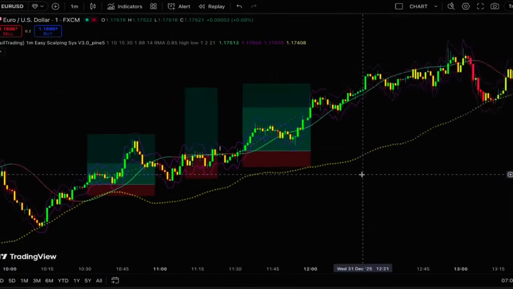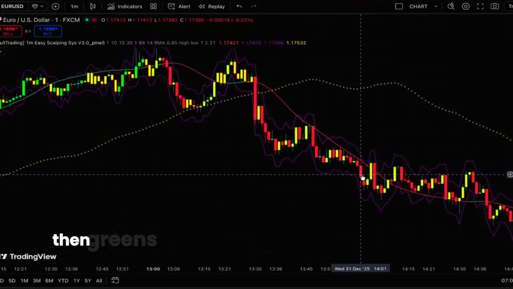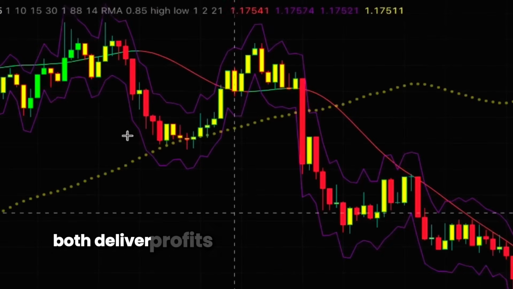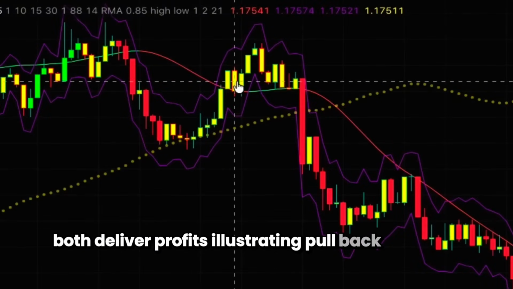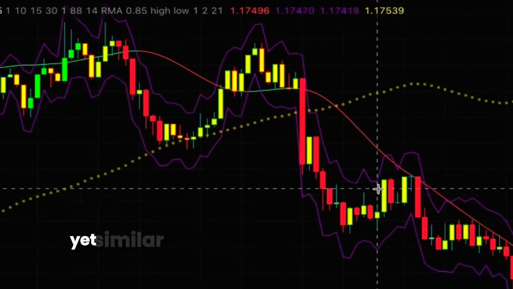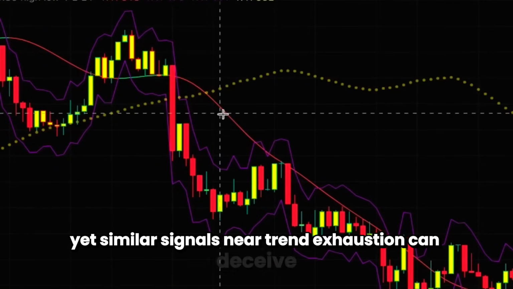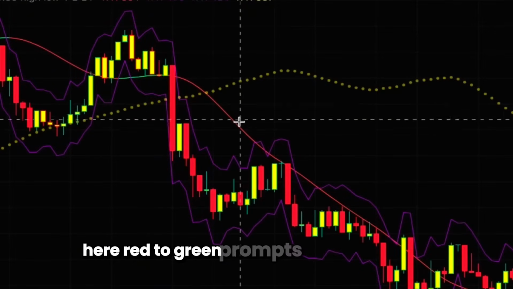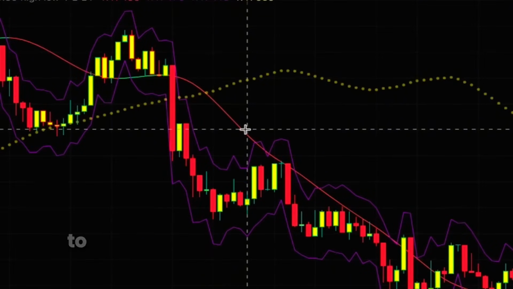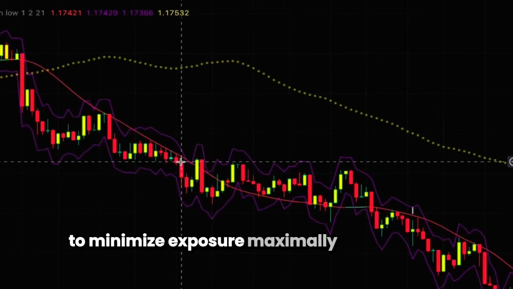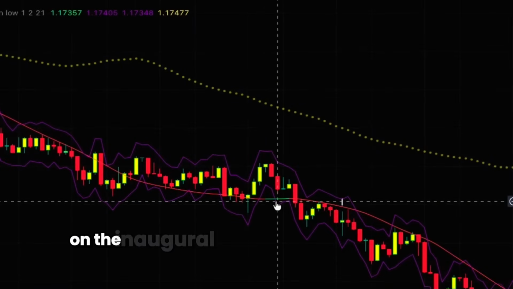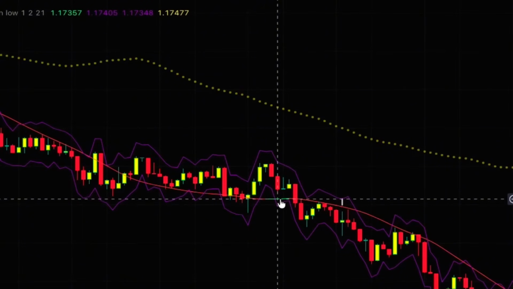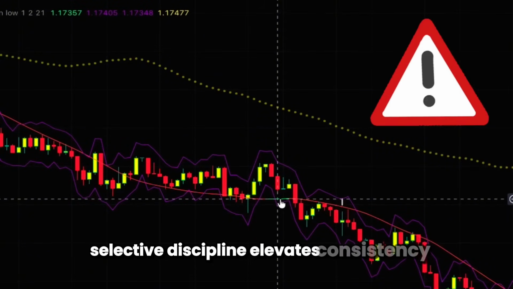Post this, Hull reddens again. Then it greens, and we see yet another long under identical rules. Both deliver profits, illustrating the power of pullback chaining. Yet, similar signals near trend exhaustion can deceive, coinciding with reversals. Here, red to green prompts a long, but it fails. To minimize exposure, concentrate exclusively on the first pullback after fulfilling the prior conditions. This selective discipline elevates consistency.